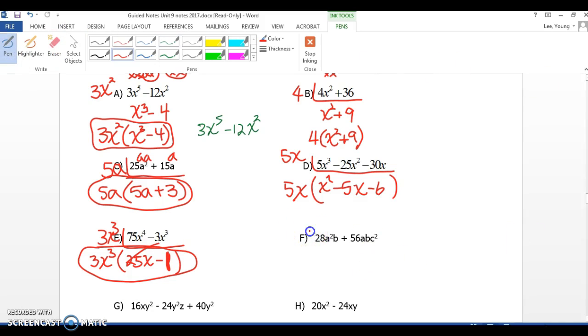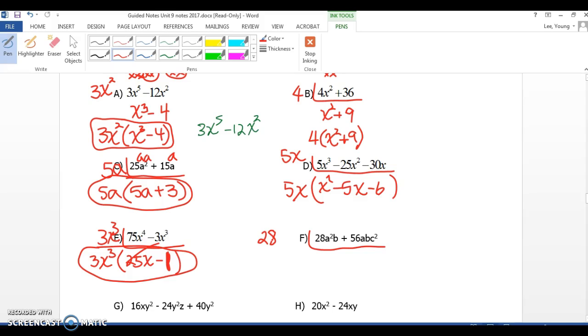Okay? So between 28 and 56, you can think of the common factor. You can think of 2, but 2 is not the greatest common factor. You might say 4, but 4 is not the greatest common factor. You might say 7. 7 is a common factor, but that is not the greatest common factor. If you look at 28 and 56, the greatest common factor is 28.